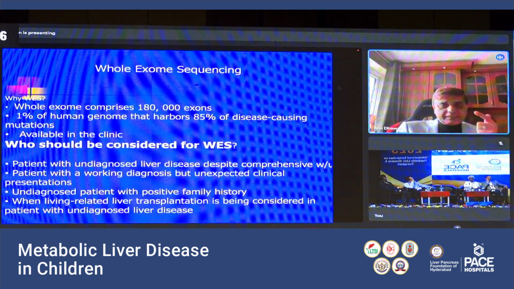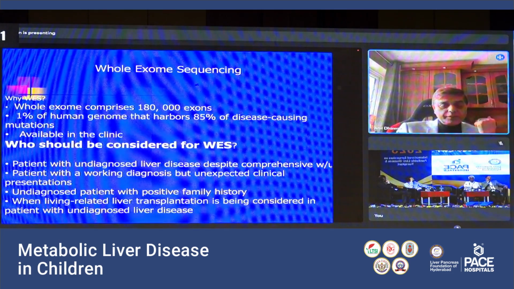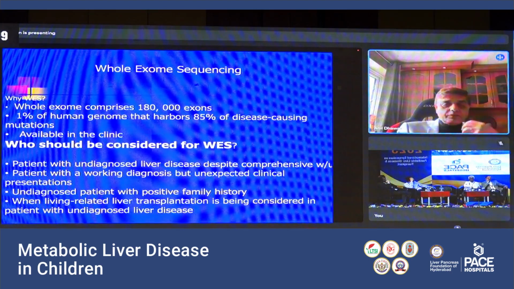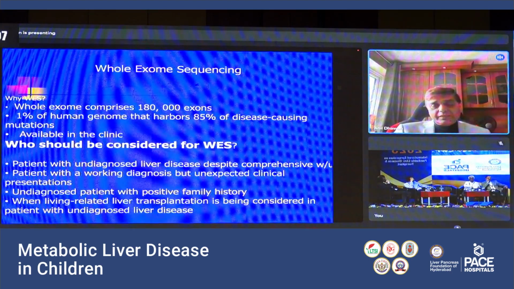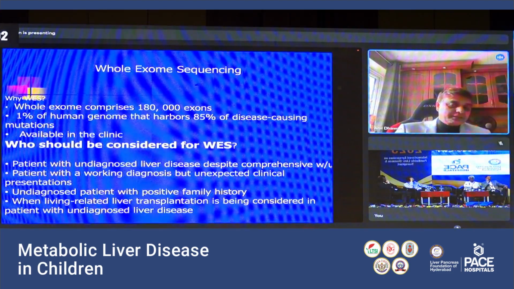This is an example: 1% of the human genome harbors 85% of disease-causing mutations. It's available in the clinic. So who should get it? I think increasingly every single child with an unknown diagnosis or metabolic suspect gets this whole exome sequencing done.